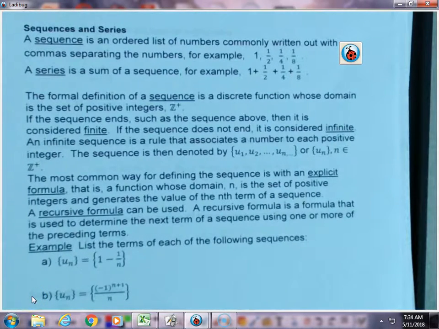Okay, so we're doing sequences and series. So the first thing I want to tell you is the difference between a sequence and a series. So a sequence is just a list of numbers, okay? And hopefully, if we're studying it, there's a pattern to the list of numbers.